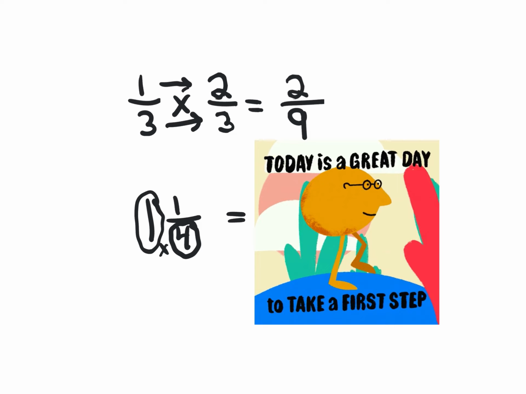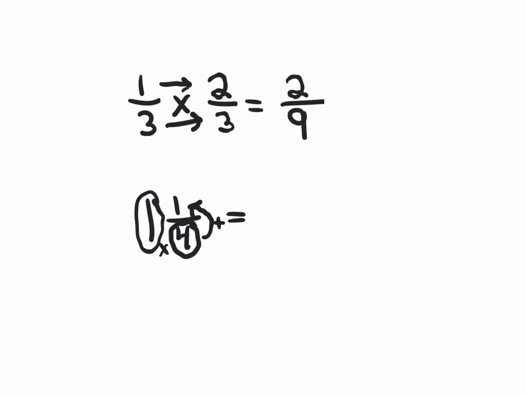1 times 4 is 4. And then we're going to add the numerator. So it's 1 times 4 is 4 plus this numerator of 1, which gives us 5. This new answer becomes our new numerator. And what about our denominator? Well, that stays the same. So 1 1/4 equals 5/4.